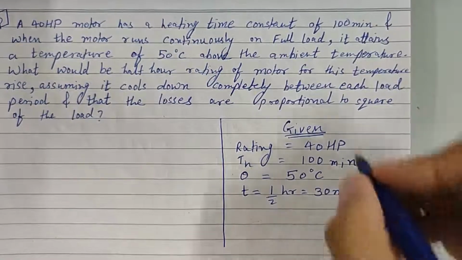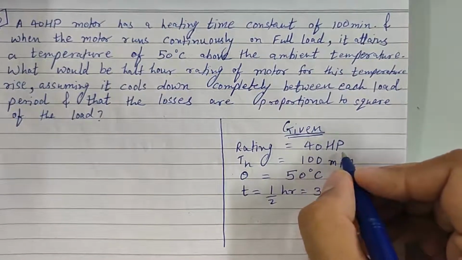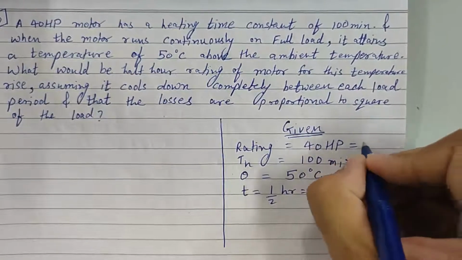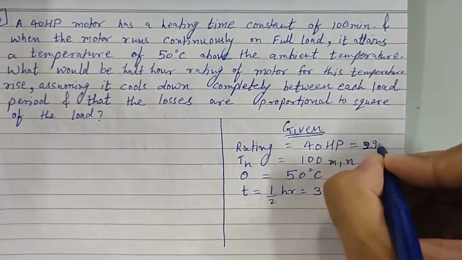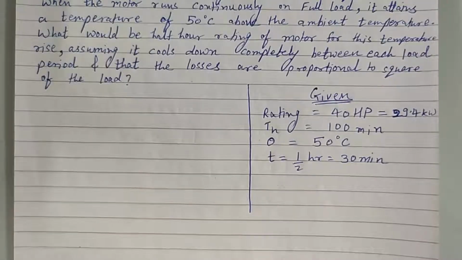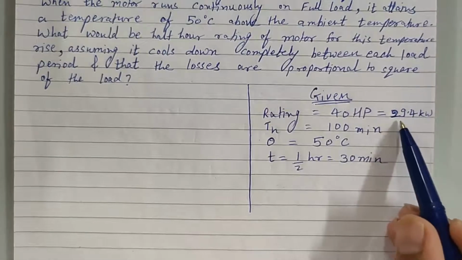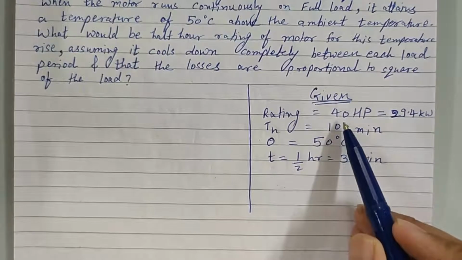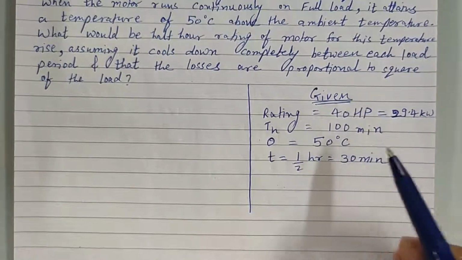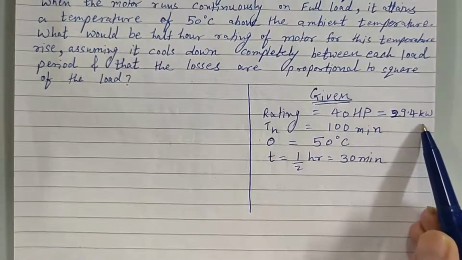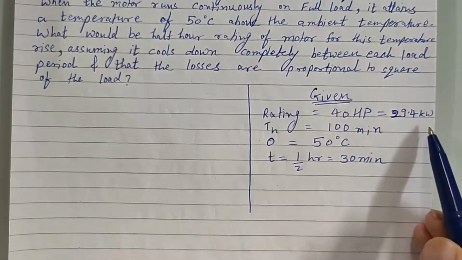And finally, we like to convert this HP into kilowatt, and by doing that we get 29.4 kilowatt. For the people who are confused about how we got this 29.4 kilowatt, we simply multiplied 40 with 0.735 for converting HP into kilowatt, and the answer that we get is 29.4 kilowatts.